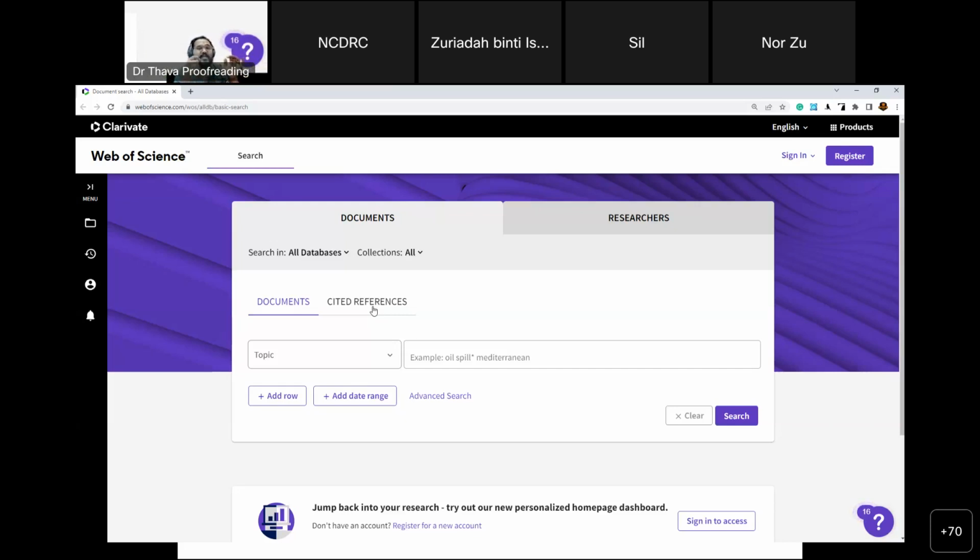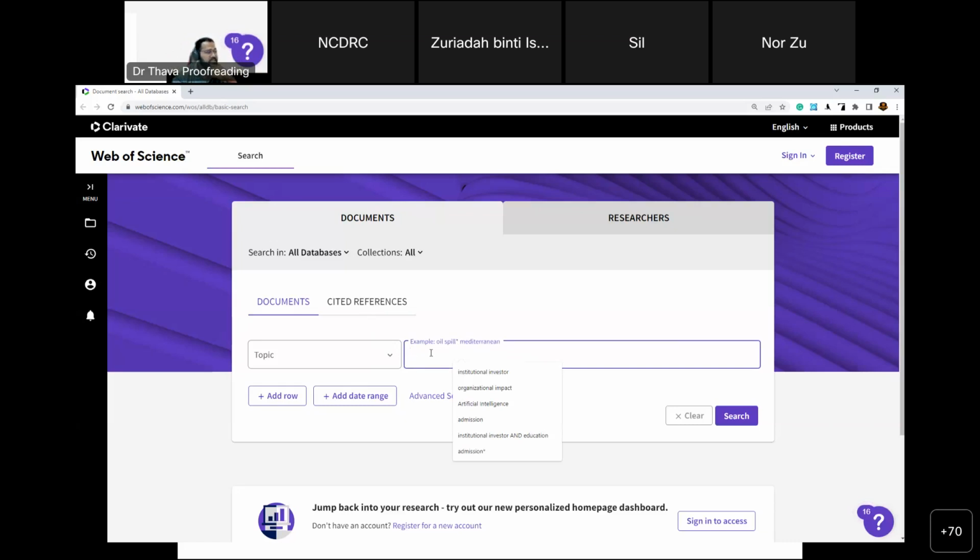At the same time, there are also some journals in Scopus that you won't find in Web of Science. That is why you need to search in both. You never search in Google Scholar also, never mind. But Web of Science and Scopus, you must search for literature. It really makes a lot of difference. Okay?